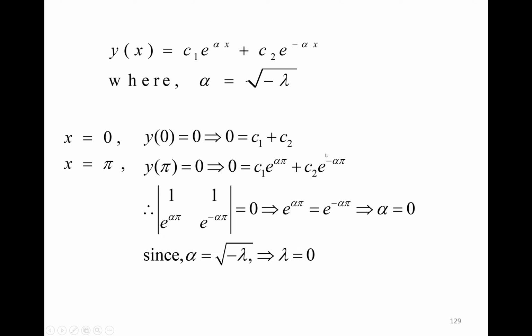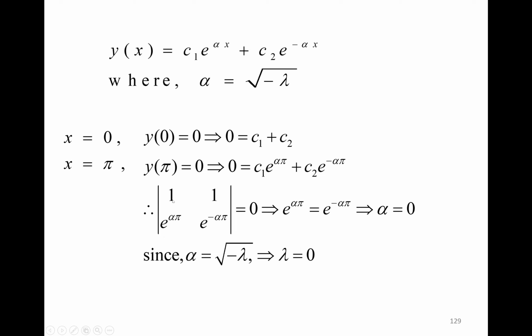Now look at these two equations: c1 plus c2 equals 0, and c1 e power alpha pi plus c2 e power minus alpha pi equals 0. So we can find the values of c1 and c2 by taking the determinant of these two equations. We will have the determinant with rows 1, 1 and e power alpha pi, e power minus alpha pi, which is equal to 0.